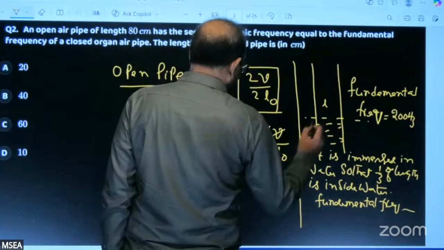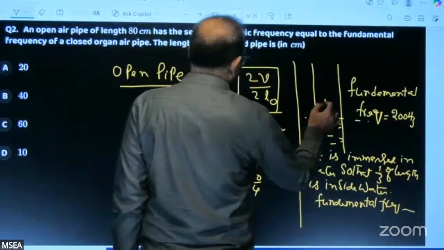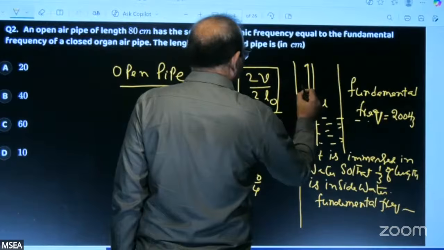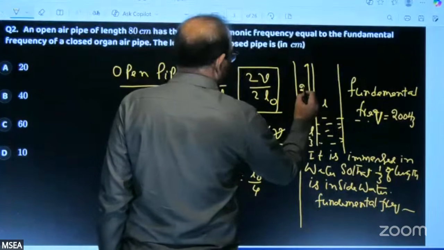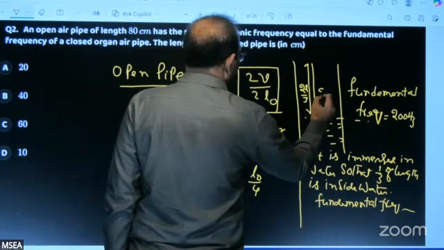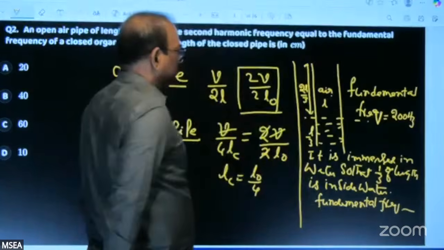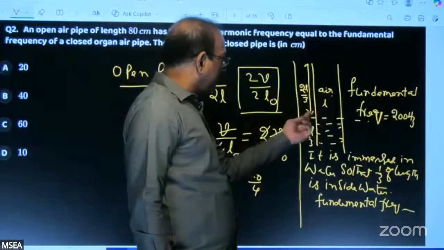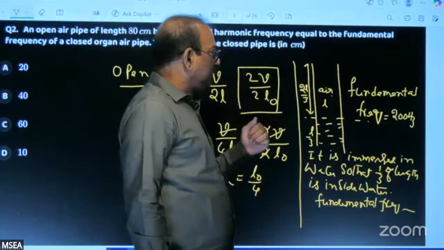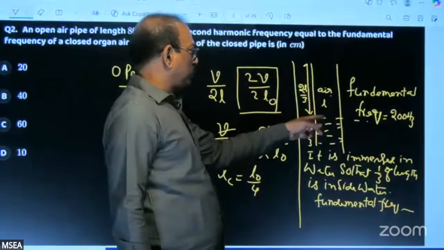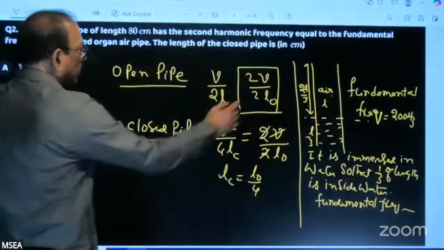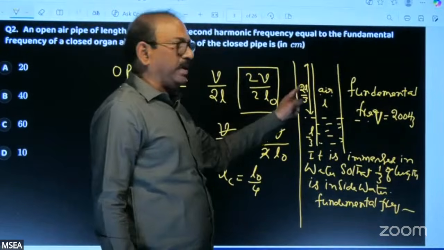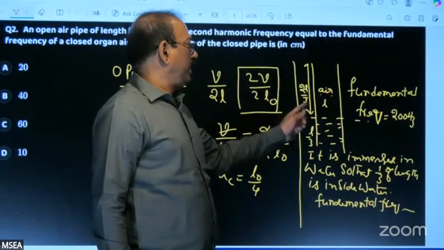inside water, then how much length is outside? Means how much air column length is there? L minus L by 3, that is 2L by 3 air column is there. And this air column is enclosed in which pipe? Now this is a closed pipe, no? Earlier it was an open pipe, now it is a closed pipe. So what is the fundamental frequency of this air column enclosed in a closed pipe of length 2L by 3?